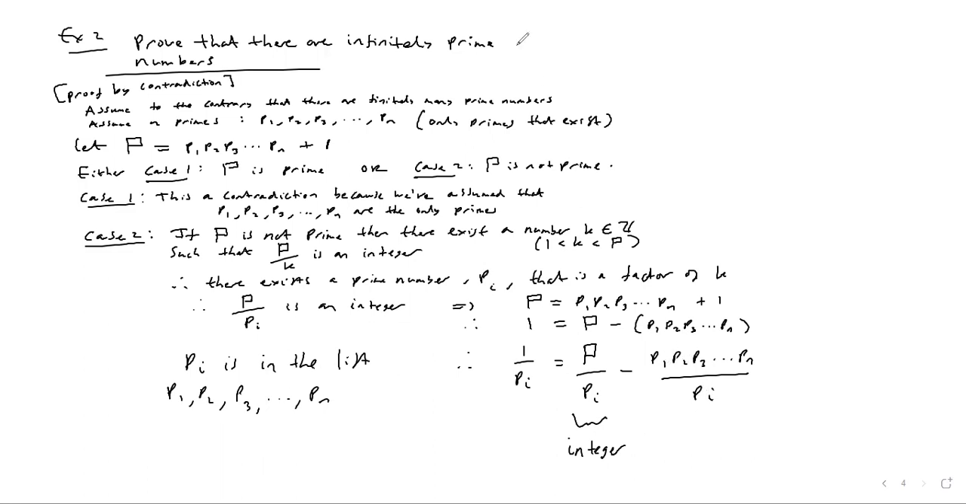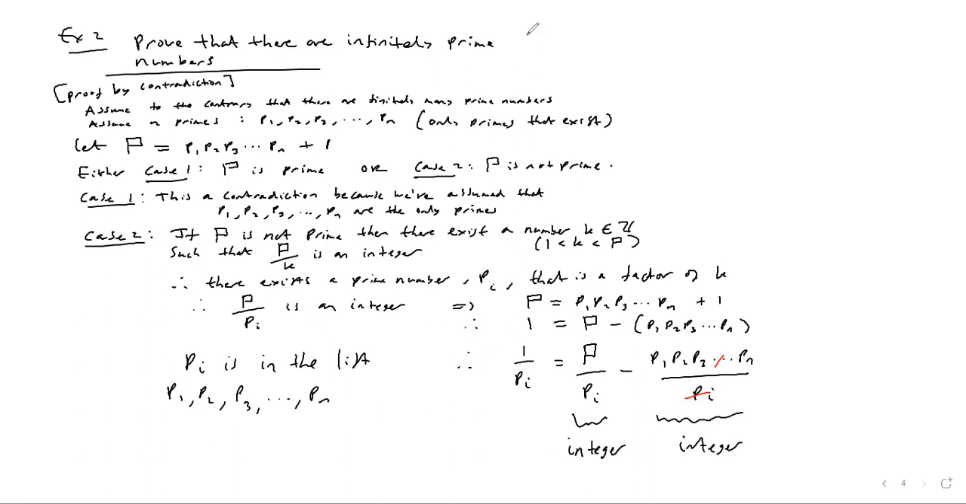And now because Pi is one of these prime numbers in this list, this Pi is going to cancel out with some Pi somewhere in the product. Because Pi is one of those numbers in the list, Pi divided by Pi is the number one, so the Pi will cancel out somewhere. So you're going to get an integer. This fraction turns into an integer.